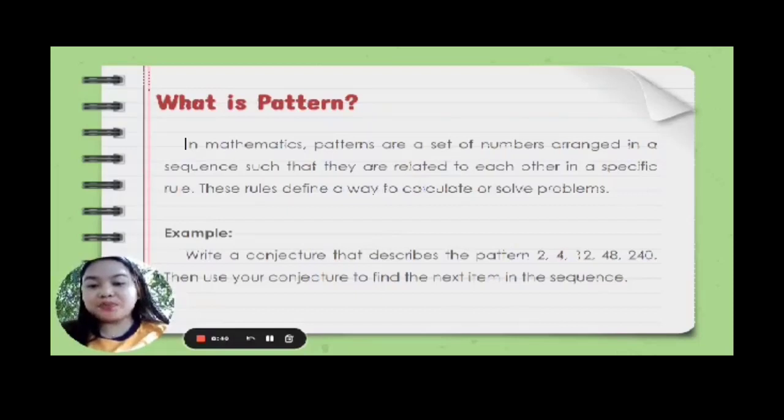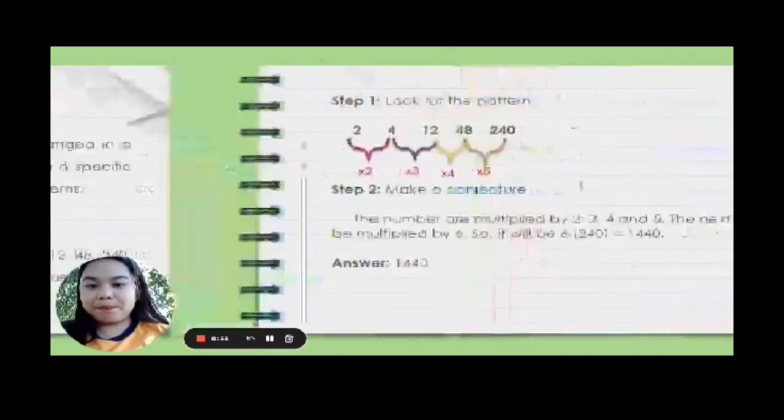These rules define a way to calculate or solve problems. For example, write a conjecture that describes the pattern 2, 4, 12, 48, and 240. Then use your conjecture to find the next item in the sequence.